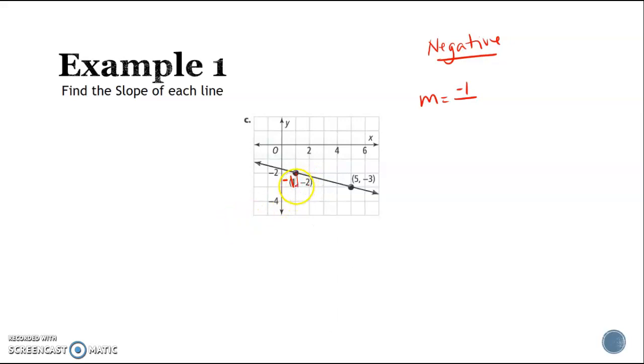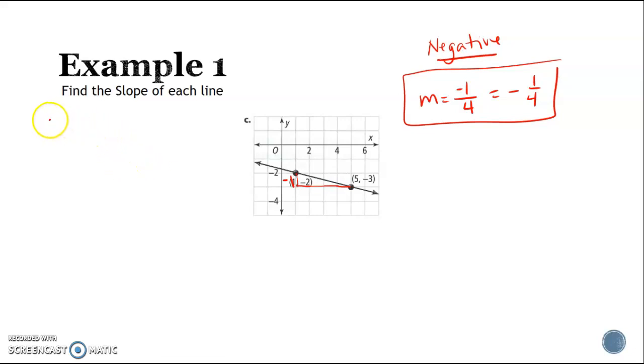Oh, didn't like that. 1, 2, 3, 4. So then we're going right 4. So we went down 1, right 4. So we end up with a slope of negative 1/4. And so we can write it as negative 1 over 4, or as 1 over negative 4. Either way, both of those are correct. And that's how we find slope.